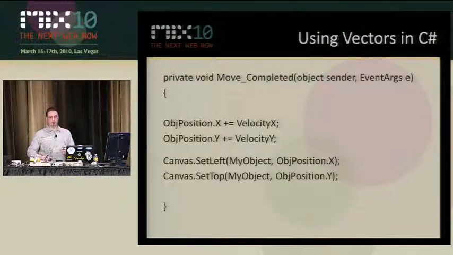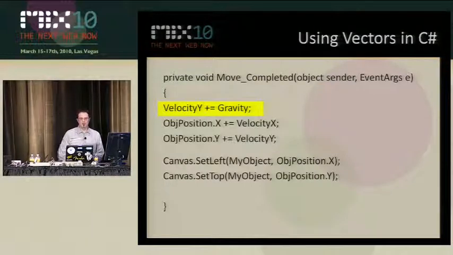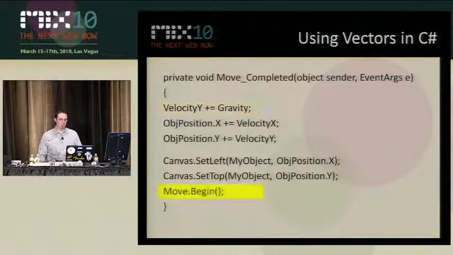Now, much like changing direction, since the vectors are pretty accessible and pretty easy to work with, if I wanted to add a little bit of gravity into this particular model, all I have to do is add a line of code that increments my y velocity by some gravity value. And the last thing that I need to make sure that I remember to do in this particular event handler is restart my storyboard so that I keep the motion going.